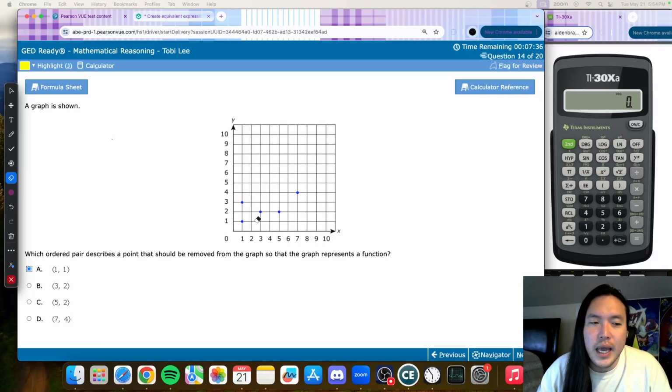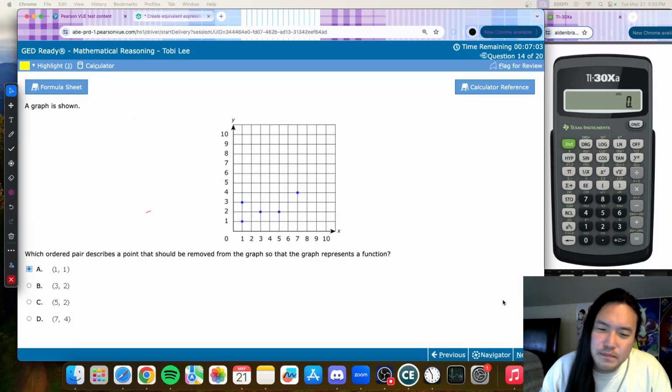A function has to have a single value y for every value x. So the issue with this graph is that when x is 1, there are 2 output values of y. For this data set to be a function, we need to get rid of one of these two or both. So we can get rid of 1, 1, and now this is a function, right? We could have also gotten rid of 1, 3, but that's not an option, so I'm not going to worry about it. This is just what it means to have a function, and it looks like the GED really wants you to understand that. What is a function?